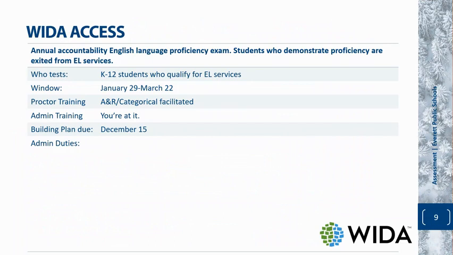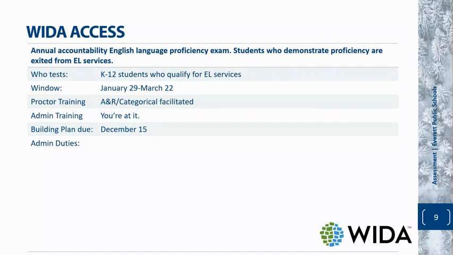Let's begin with WIDA ACCESS. There are several WIDA assessments. This is the annual accountability assessment that measures English language proficiency. These students who are English proficient are going to exit from English language services. So all the students who test are all the students who are getting English language services. This is your ML students or your Title III students in grades K through 12. The window is January 29th through March 22nd.